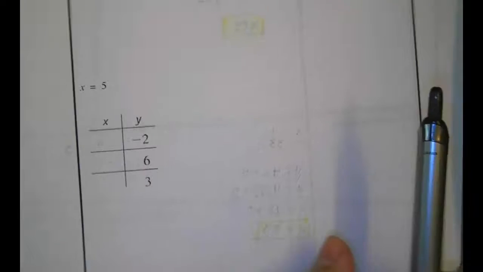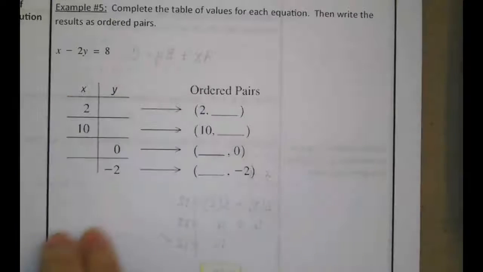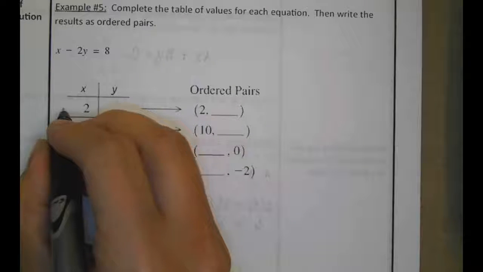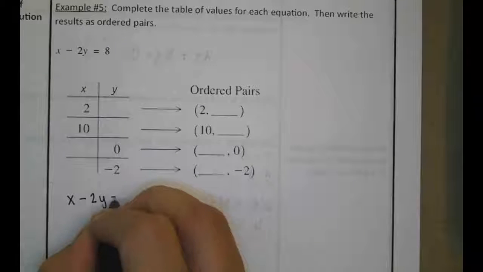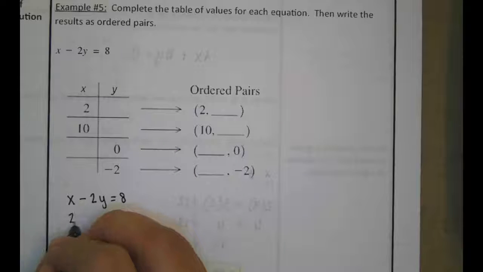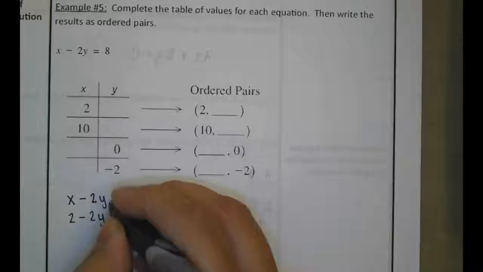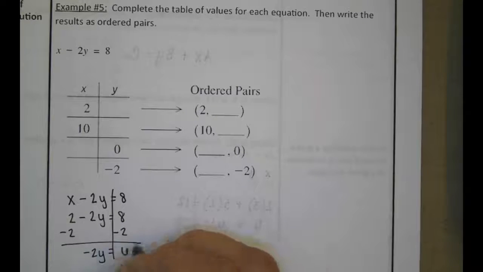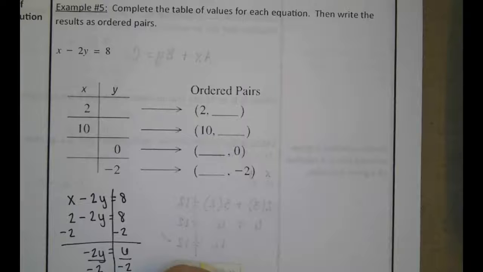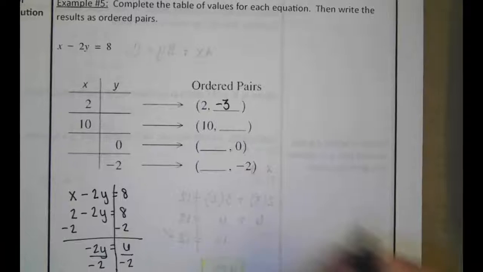Okay, this next problem is an extension of the previous problem, except now we have a table. I am going to do this one, and I'll leave the other two for you guys in class. So we've got x minus 2y equals 8. I'm going to plug 2 in for x. In order to solve for y, I need to subtract 2 from both sides, I've got negative 2y equals 6. Divide both sides by negative 2. y equals negative 3. I'll let you guys do this one.